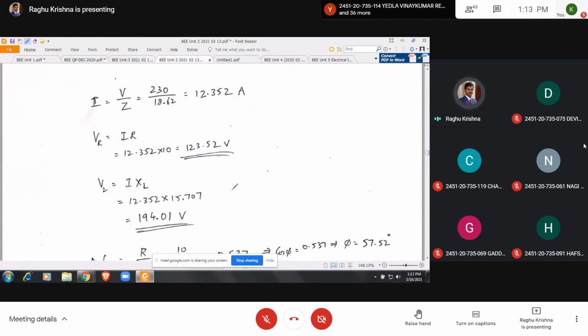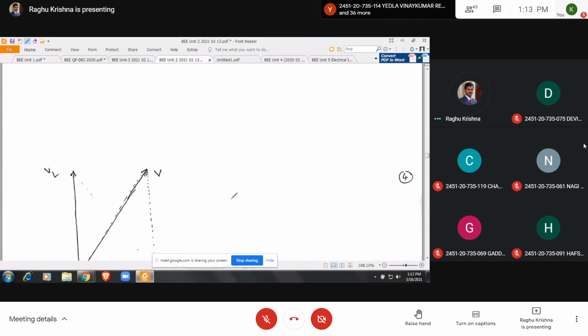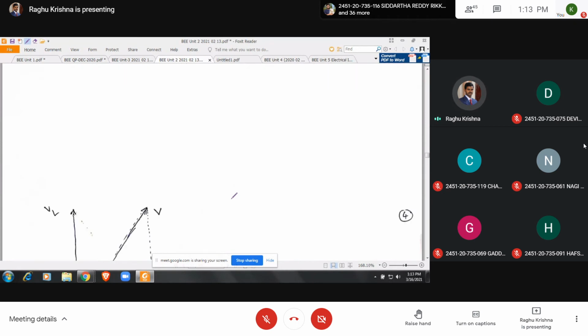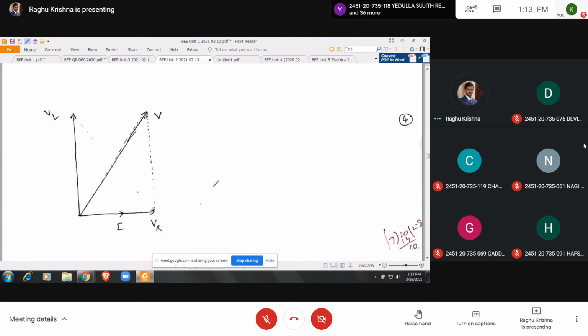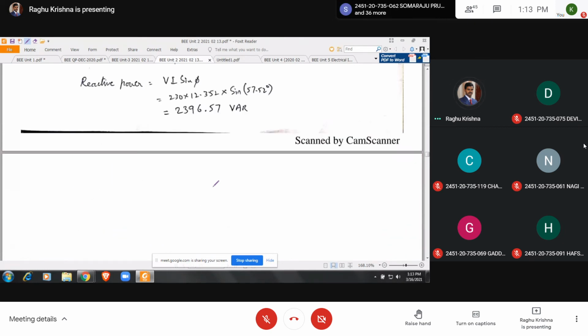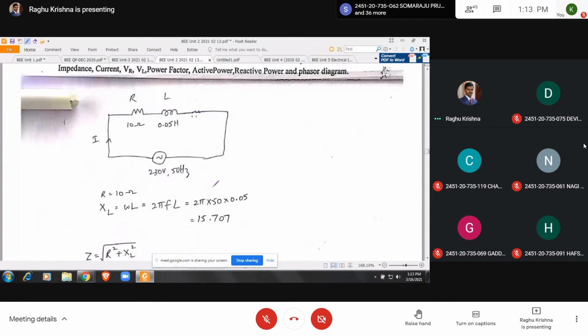Let us take this one. This phasor diagram is okay. This is the RL circuit. This is I, this is VR, and this is VL. If you add these two, you are going to get V. Is it clear? This first one is RL. First I am going to show the RL circuit, then the RC circuit, then the RLC circuit. First go through this one.